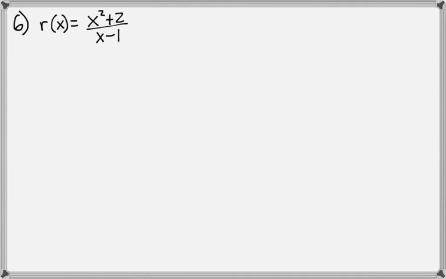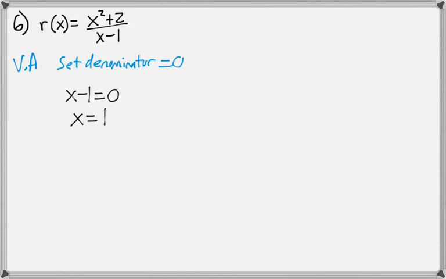Number 6 wants us to find the horizontal and vertical asymptotes. To find the vertical asymptote, we need to set the denominator equal to 0. So x minus 1 is equal to 0, and if I move that over, I get x is equal to 1.